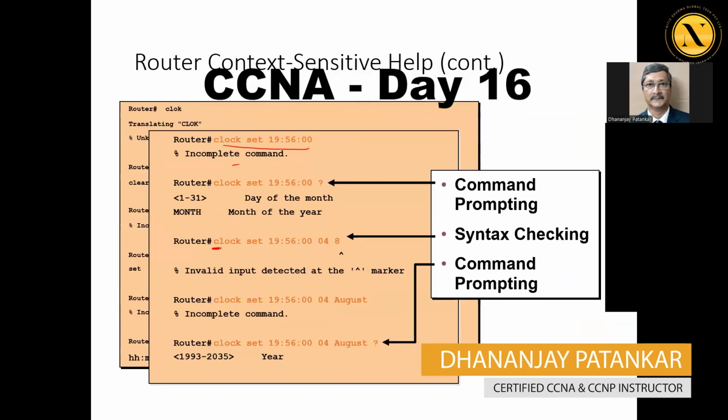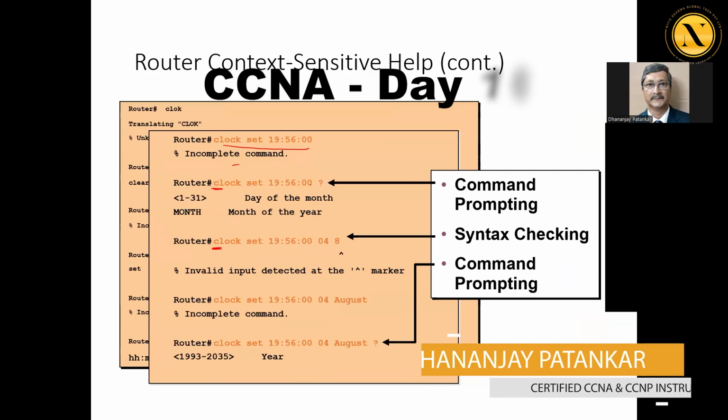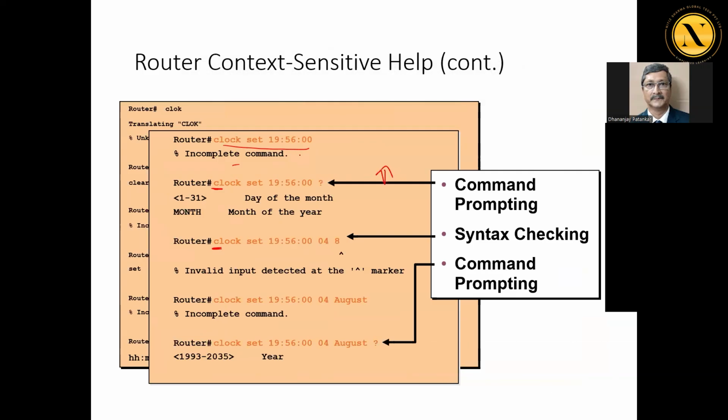So my cursor is blinking here. I'll again press the up arrow or Control P, and the previous command will come back. My cursor is blinking here, and I just press a question mark. Likewise, I can set the day, date and month, right?